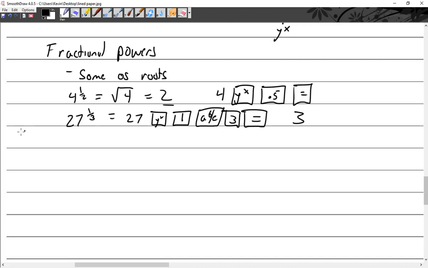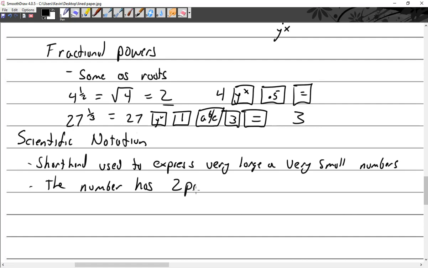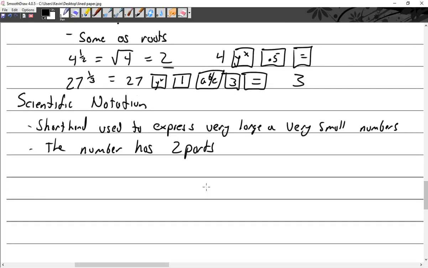All right, scientific notation. So that is shorthand used to express very large or very small numbers. All right, the number has 2 parts. What's the first part?